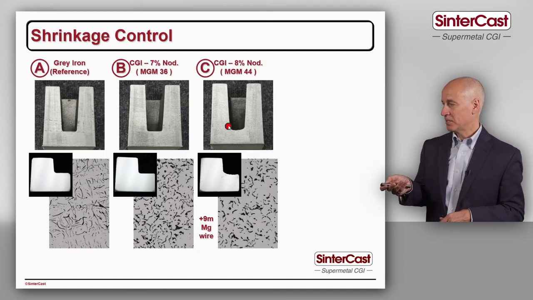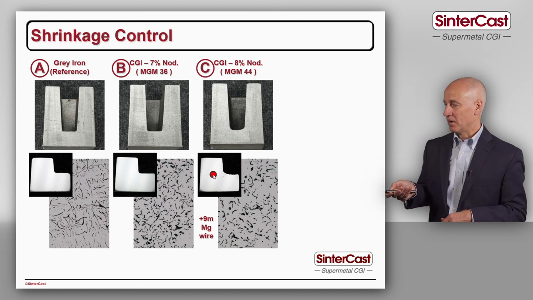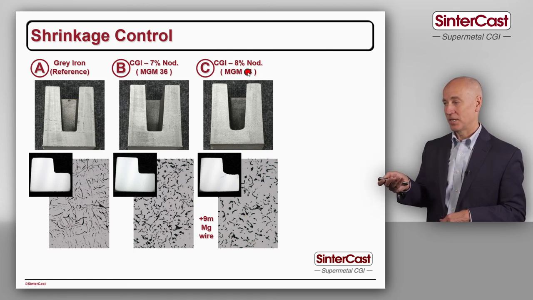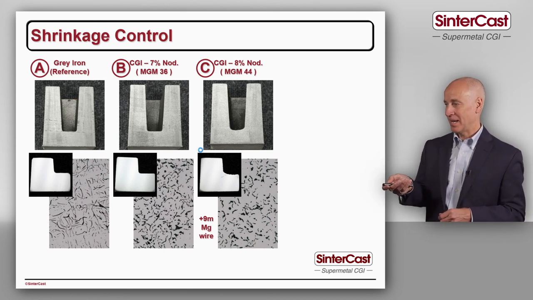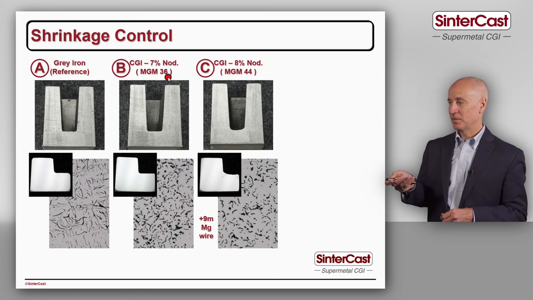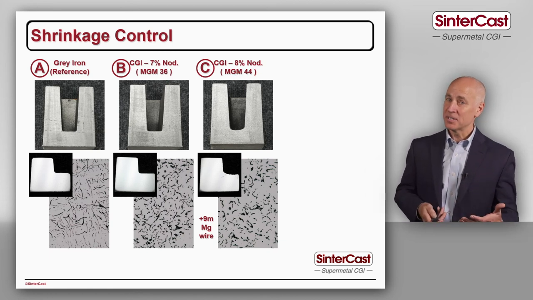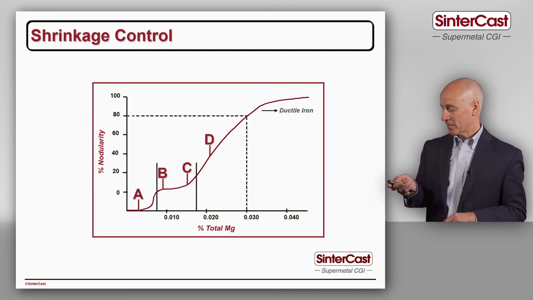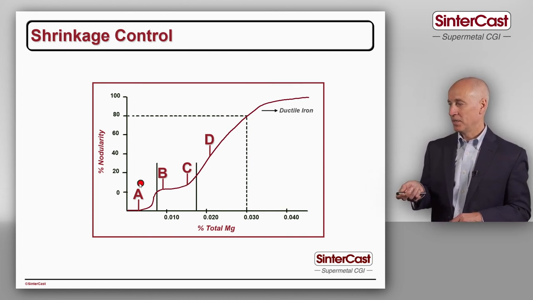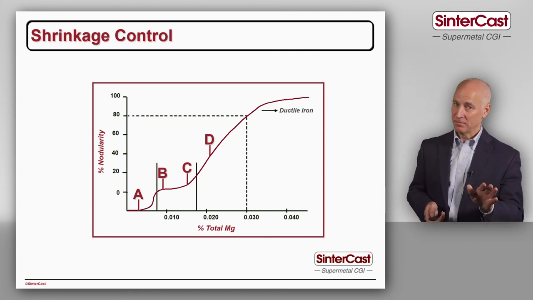And what you see is that now we start to have a concave bottom. There's the onset of some shrinkage porosity, but still we have a good CGI structure. We're saying now that it has 8%. So the nodularity has stayed the same, but the SinterCast measurement, this MGM value, has increased from 36 to 44. For us, it's easy to see, but under the microscope, it looks like the same material. And what you can see is that between point B and C, we're on the CGI plateau. So it's logical that the nodularity is the same for both of them, but the castability is a lot different.